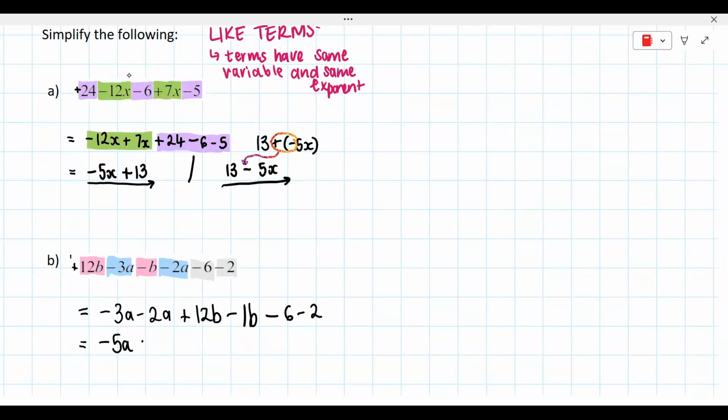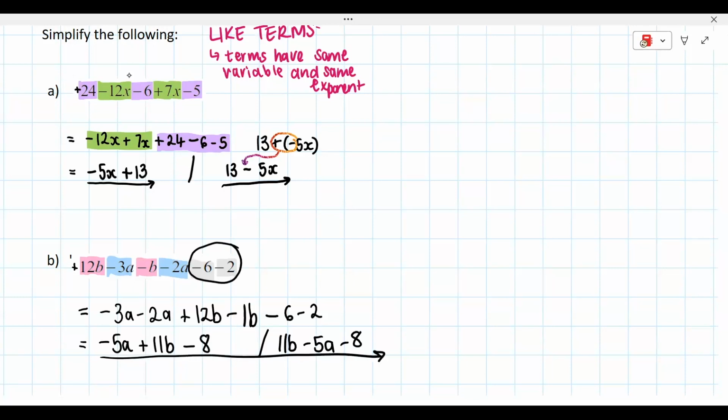12B minus 1B is positive 11B. And then minus 6 minus 2 is minus 8. Okay, so those of you writing -4, please just double check. Both 6 and 2 are negative, so you should be getting a negative 8. If you wrote this in the order 11B minus 5A minus 8, it's absolutely fine. It means exactly the same thing. The 11B is still positive, the 5A is still negative, and the 8 is negative.